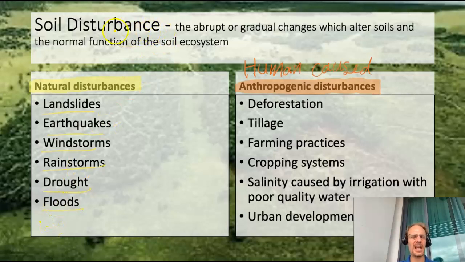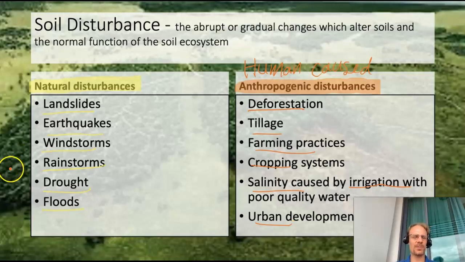Whereas anthropogenic activities are typically rapid and new. We have things like deforestation, tillage, the farming practices and cropping systems that we use, salinity introduced by our irrigation water, or urban development. These soils didn't form with these disturbances occurring. And so, unlike natural disturbances, human-caused or anthropogenic disturbances have a large impact on soils.